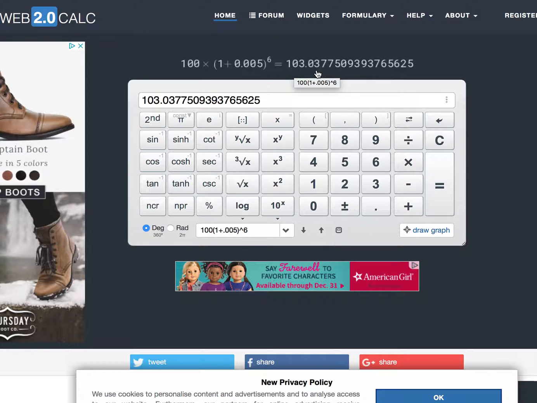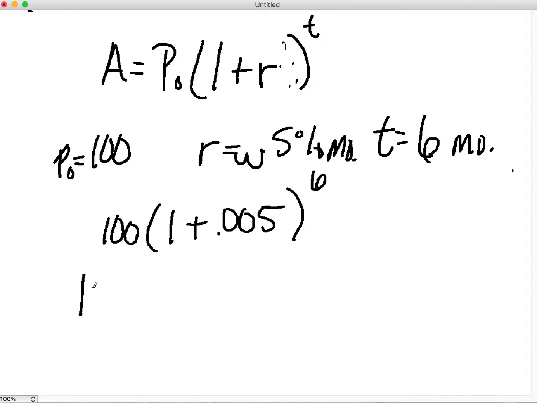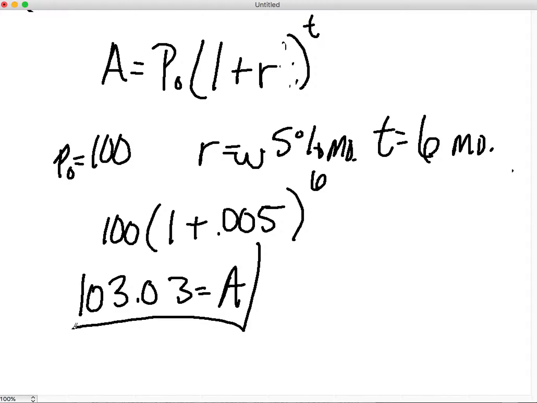$103.04. Now what is that? That is not the interest. That is the actual value of your account. So essentially I made $3.03. That is the actual value of what's in the account, assuming I just let it sit there for 6 months. So over 6 months, I made $3. This is why a lot of people don't invest in savings accounts anymore, because it's much harder.